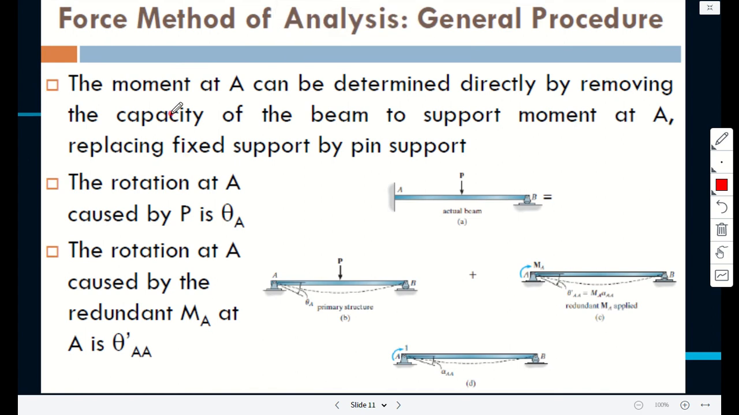Now the moment A can be determined directly by removing. So this is what I was trying to tell you. You could choose to remove B, or remove the hinge. Like you can see here now, the hinge is removed. If you do that, then you are able to directly get the moment at point A. So the moment A can be determined directly by removing the capacity of the beam to support moment at A, replacing the fixed support by a pin support.